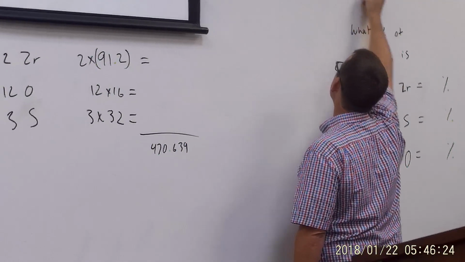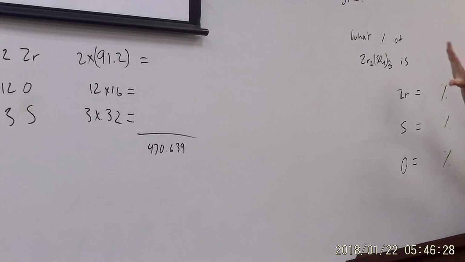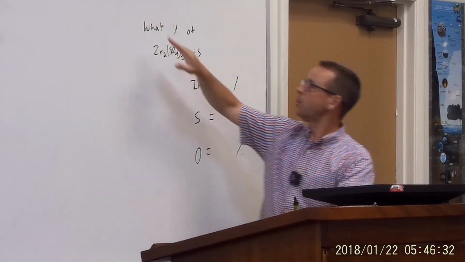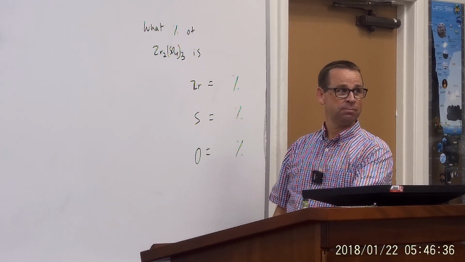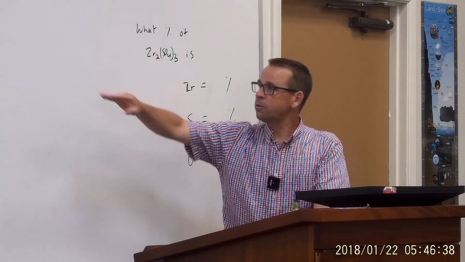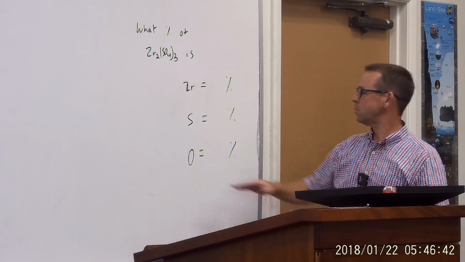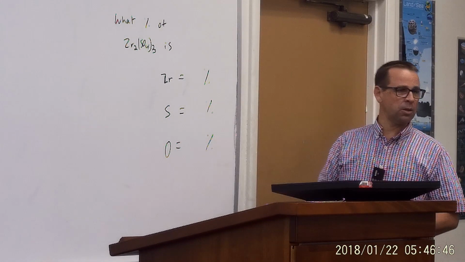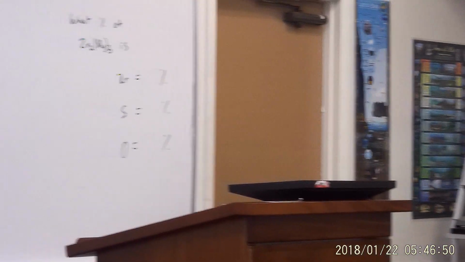Grams per mole. All right. We can find out what of that mass is contributed by the 2 zirconiums. Put that over the total mass times 100, right? For oxygen, what of those 12 oxygens is contributed to this 470.639? Times by 100. Take that mass over the total, times it by 100. Does that make sense? Yeah?